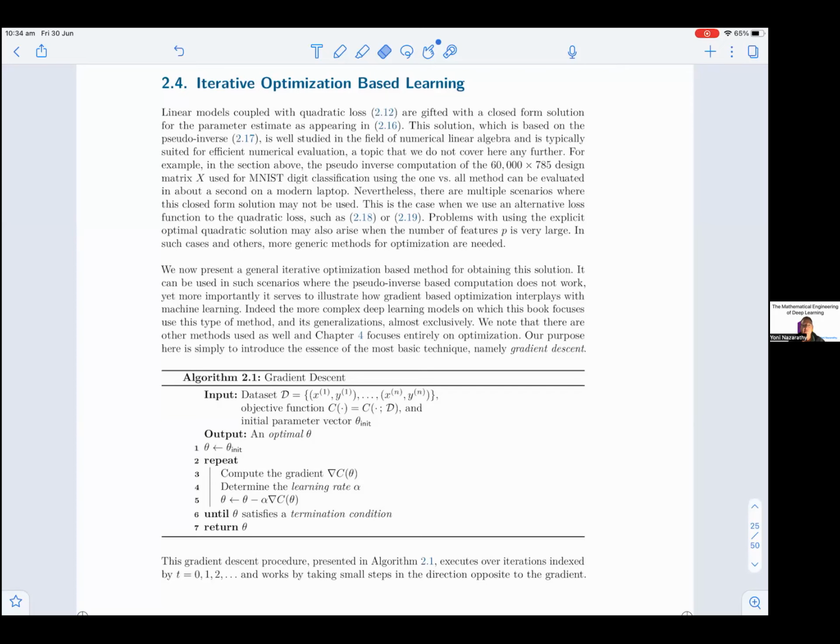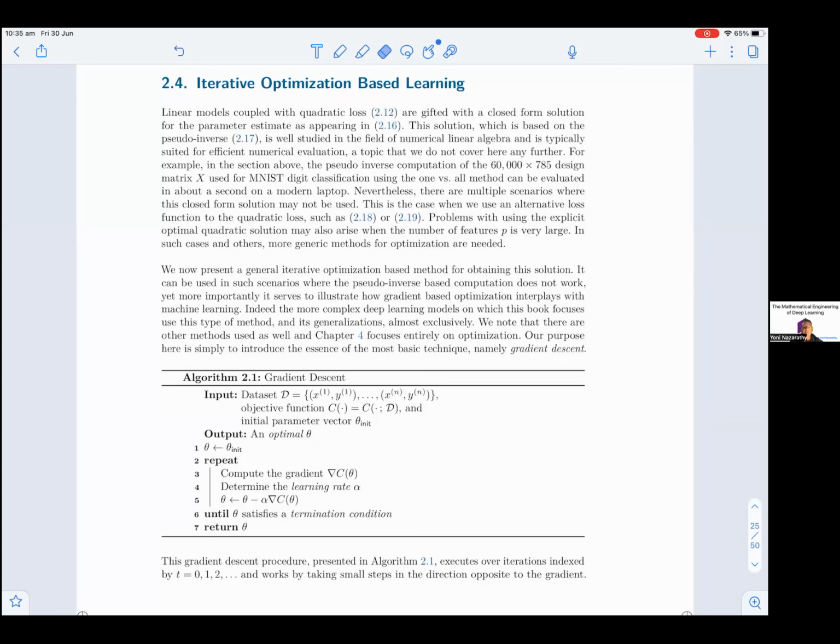For example, in the section above, the pseudo-inverse computation of the 60,000 by 785 design matrix X used for MNIST digit classification using the one versus all method can be evaluated in about a second on a modern laptop. Nevertheless, there are multiple scenarios where this closed-form solution may not be used. This is a case when we use an alternative loss function to the quadratic loss, such as 218 or 219. Those were the absolute value loss and the Huber loss.